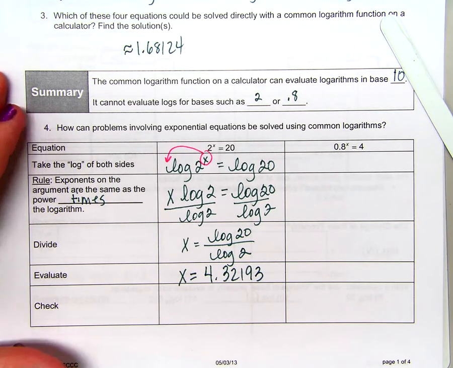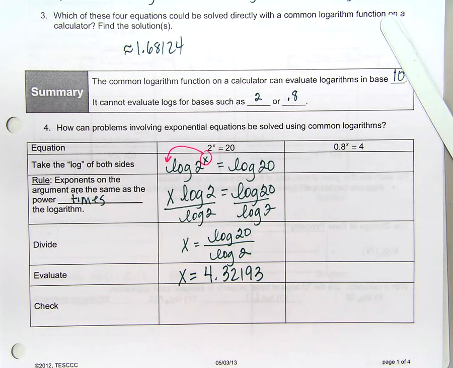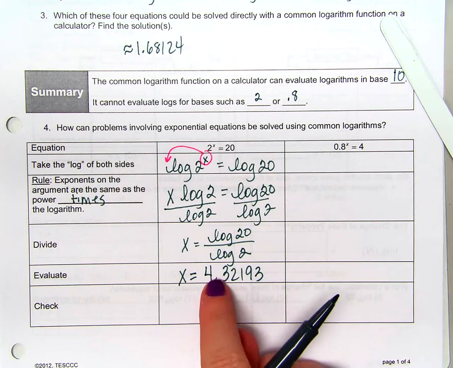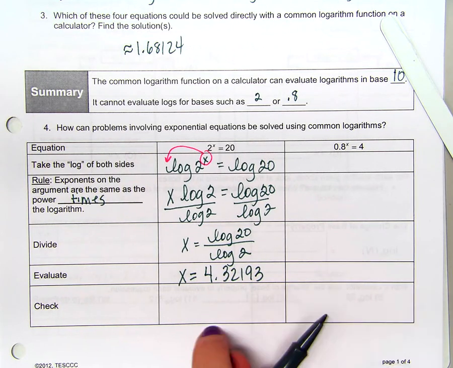4.32193. Exactly 4.32193? Or did you round? You rounded a little bit? Okay. That's not wrong necessarily. However, it will affect when we check. How many decimal places you go to will affect when you check.